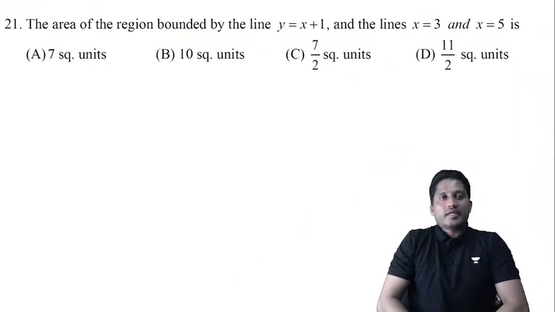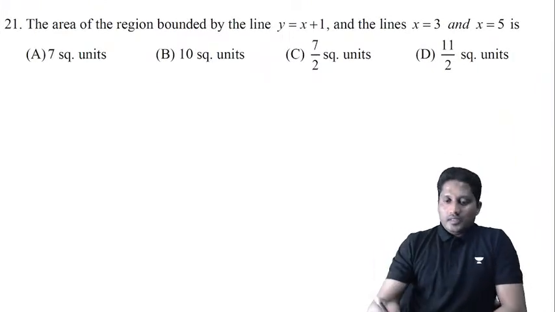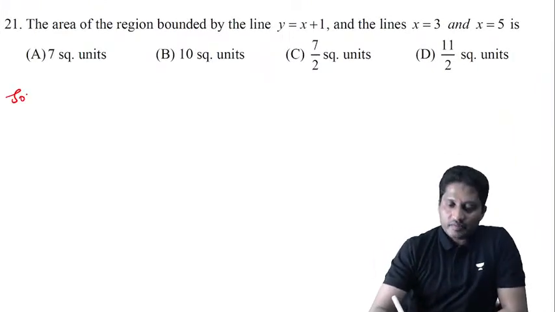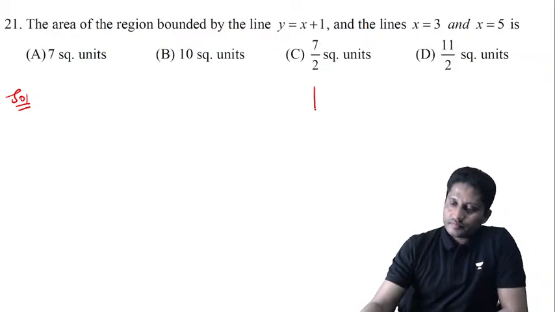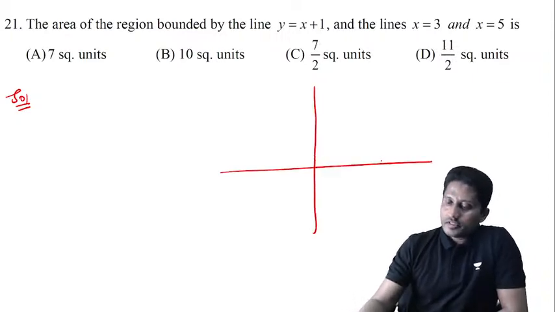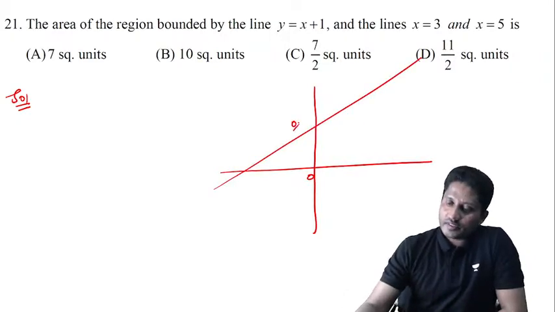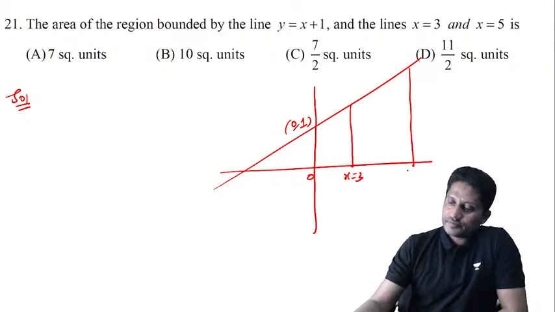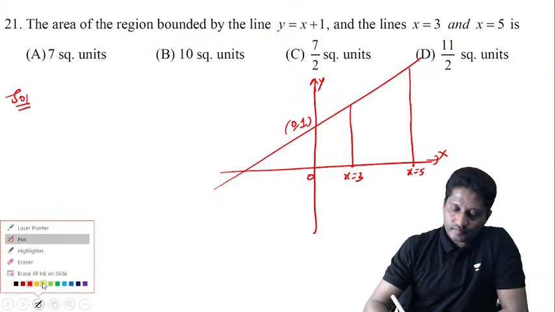Okay, question number 21. Even this is NCERT exemplar question. I did it in most expected MCQs. Y is equal to x plus 1. That is when x is 0, y is 1. Area bounded by x is equal to 3 and x equal to 5. This is x, this is y. This area I am supposed to find out.